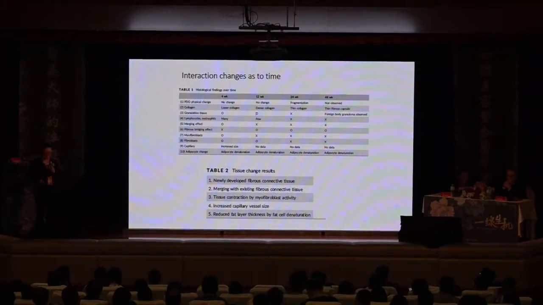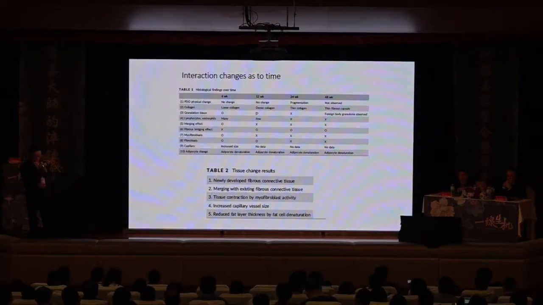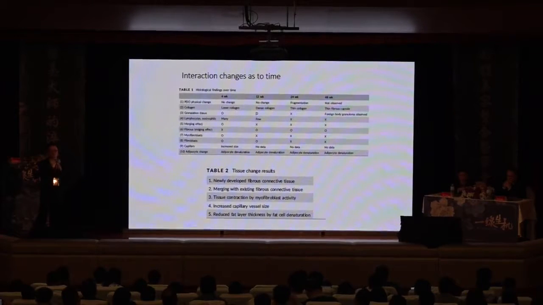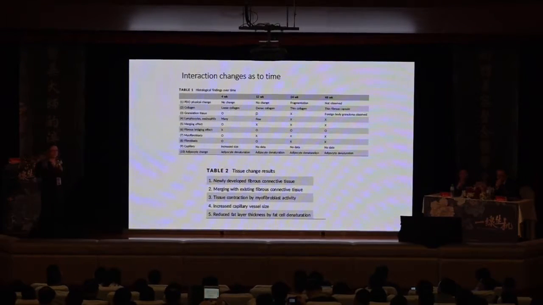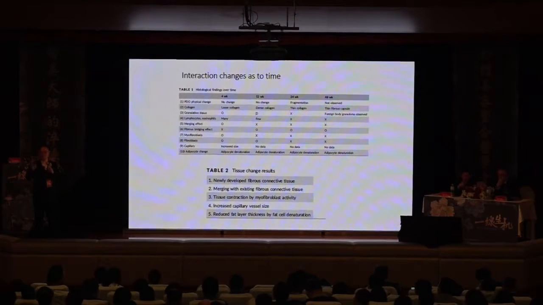The consequence is like this. We checked the histological findings and we rearranged the result like this. Tissue change result. 1. Newly developed fibrous connective tissue. Filler or thread are all foreign body. They stimulate weak inflammatory reactions and activate the fibroblast and inflammatory cells, and they make the fibrosis.